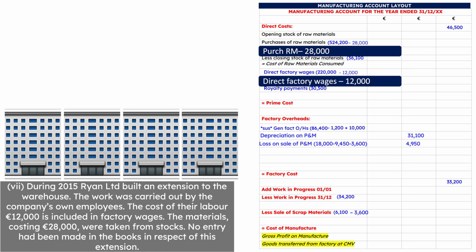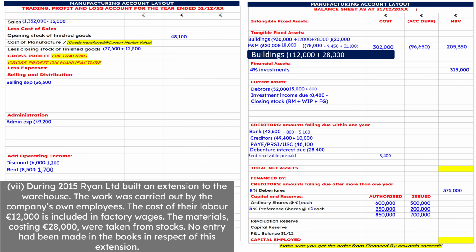And what we need to do is put both those figures into the buildings, because that 40,000, the 12 and the 28 combined there, is the cost of making that extension. It is not a cost of manufacturing some of the 100,000 units that we have in the manufacturing account. So that's really important to know.